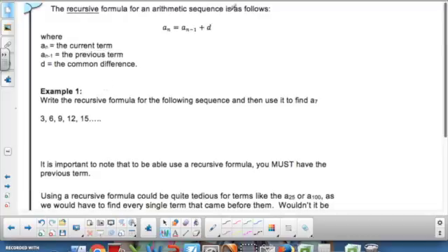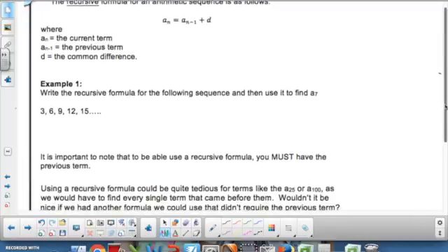So the recursive formula for an arithmetic sequence looks like this. We have a sub n equals a sub n minus 1 plus d. Remember that a sub n is my current term, it's the term I'm looking for. A sub n minus 1 is the term right before the one I'm looking for, and d stands for that common difference. So let's do some examples with this.